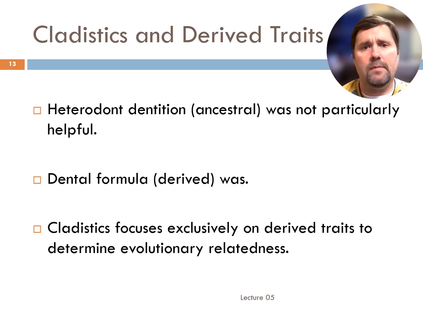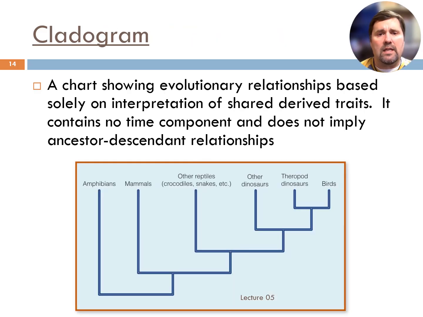In this case, heterodont dentition, the ancestral trait, wasn't particularly helpful. The dental formula is the derived trait, and it was helpful. Cladistics focuses exclusively on derived traits to determine evolutionary relatedness. Of course, the end result of cladistic analysis is a taxonomy, a series of hierarchically arranged categories that consistently reflect evolutionary relationships. Strictly speaking, the statistical processes used to create those categories produce a cladogram, a chart showing evolutionary relationships based solely on interpretation of shared derived traits.